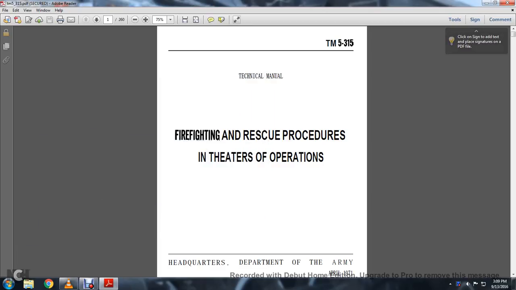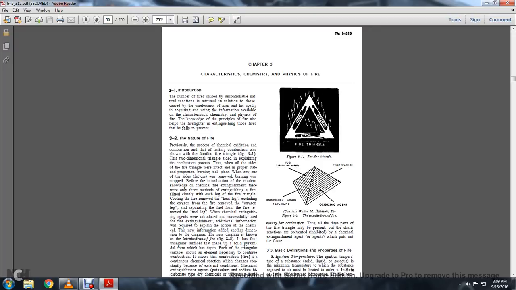Technical Manual 5-3015. Firefighting, Rescue Procedures, and Theater Operation, Headquarters, Department of the Army, 1971. Chapter 3. Characteristics, Chemistry, and Physics of Fire.